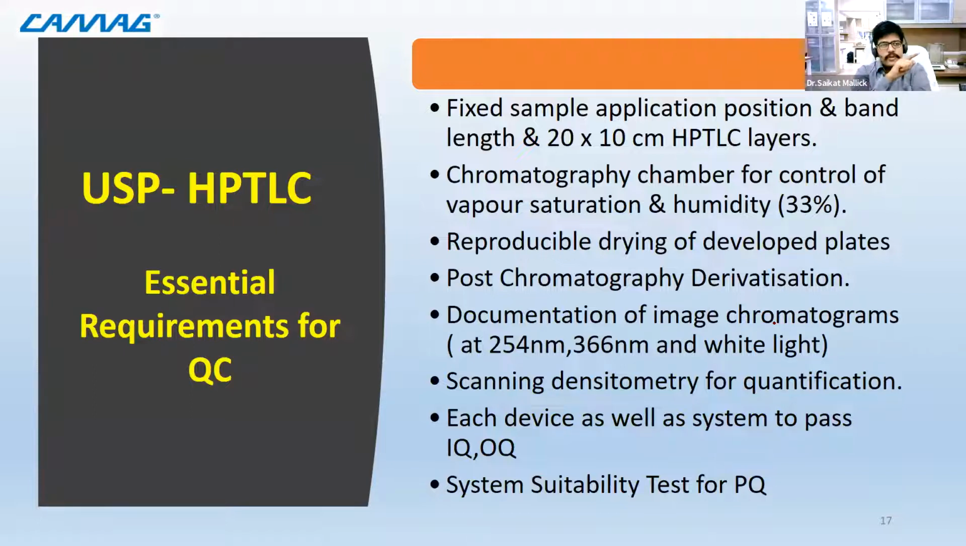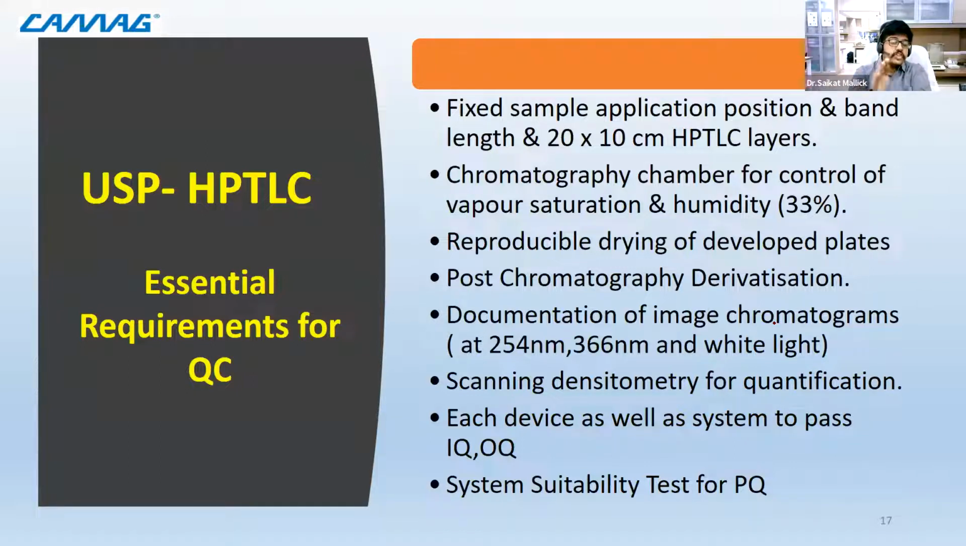So 20 is my x-axis, 10 is my y-axis of the plate size, where this is being defined. Then there is chromatography chamber control of vapor saturation. That is done with the help of chamber saturation. A standardized chamber saturation time of 20 minutes is being adopted across all experiments.